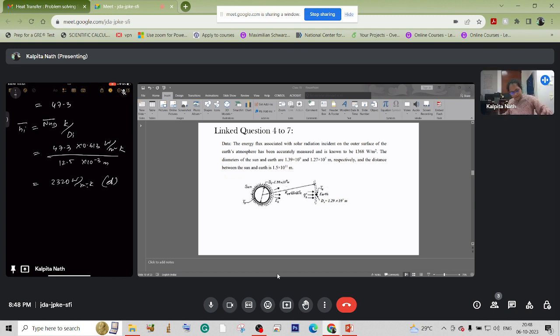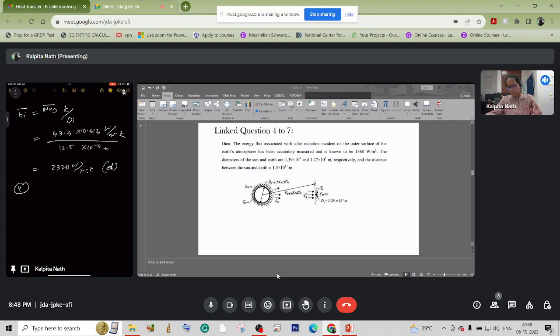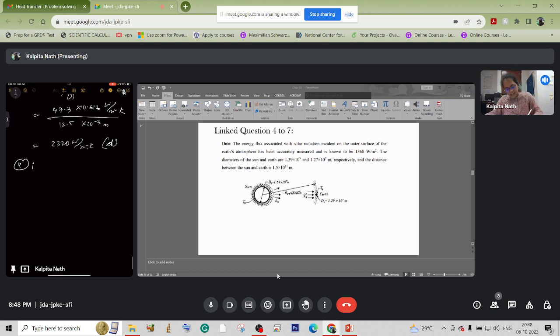Okay, so we'll proceed with the solution now for the first question. The emissive power of the sun from its own sphere, that is the total emission, times the surface area of the sun, will be equal to the flux that is incident on that imaginary sphere crossing through the middle of the earth.